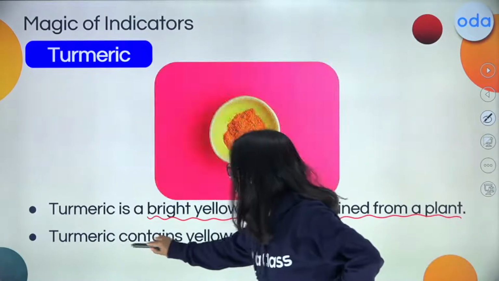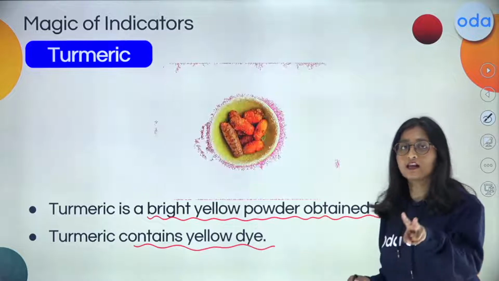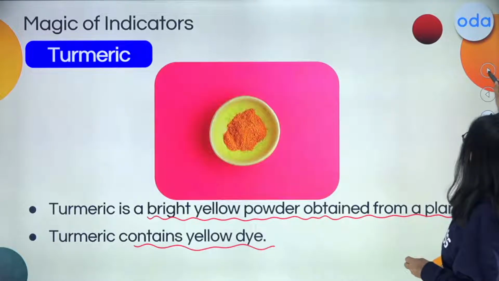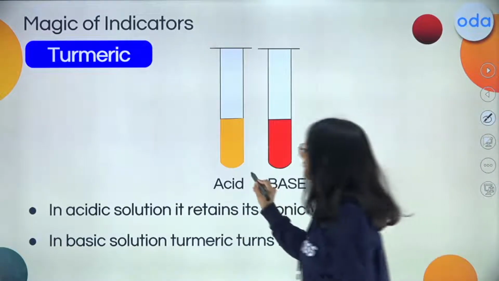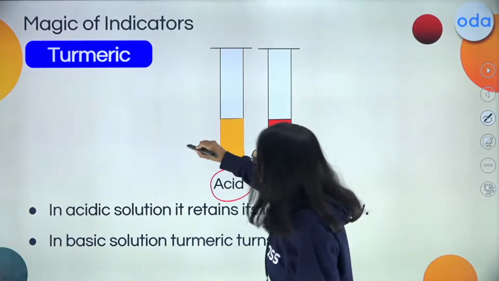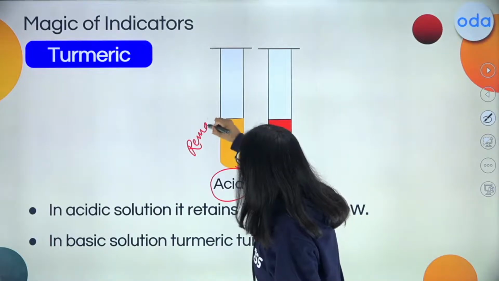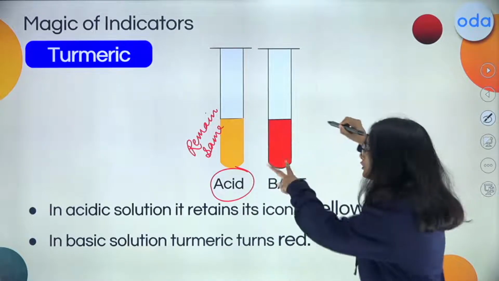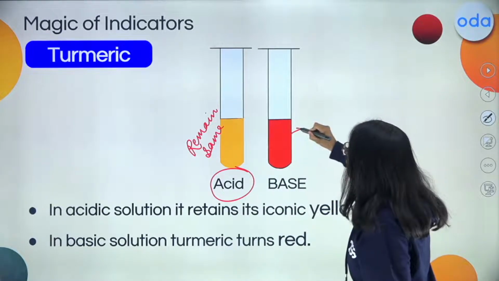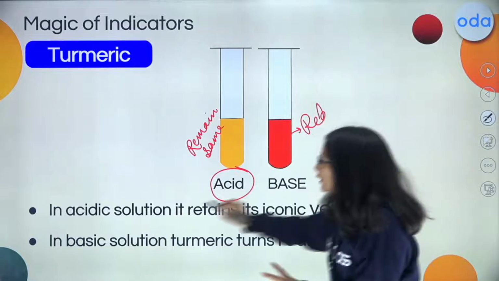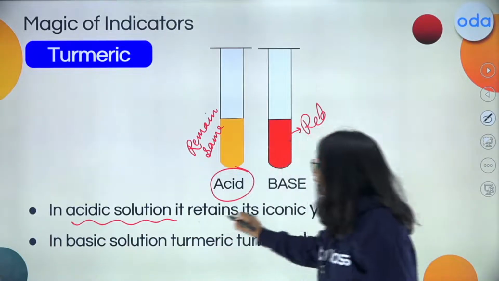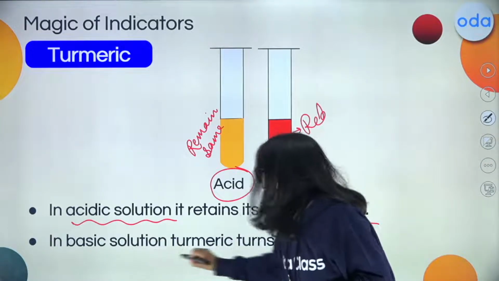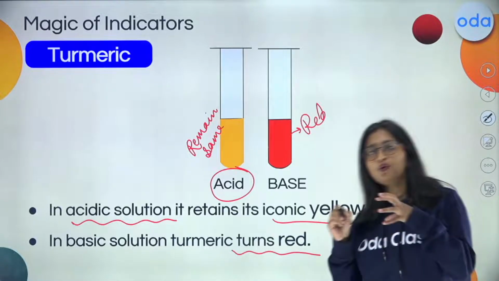So here the turmeric contains yellow dye. And how does this yellow dye turn into red color, or does it remain the same? In case of the acidic solution, it just remains the same, whereas in case of the bases, it is going to turn into red color, right? So in an acidic solution, it retains its iconic yellow, whereas in a basic solution, the turmeric turns into red color.